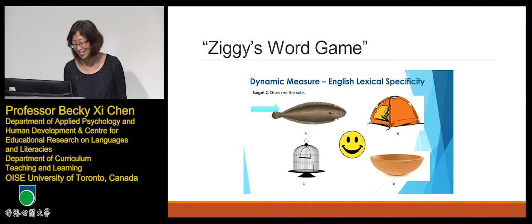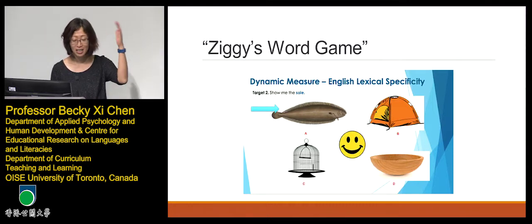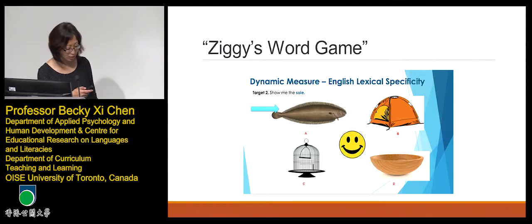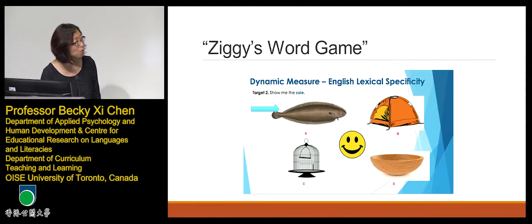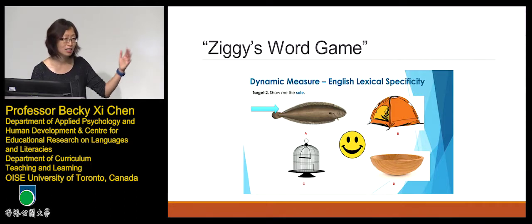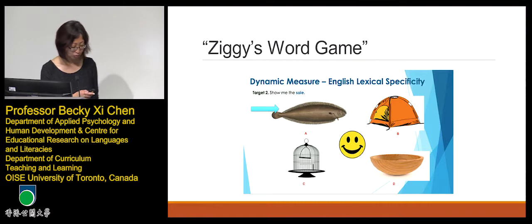And then in learning phase 2, again, they see these 4 pictures, and there are 2 fillers. That's a tent. That's like a bird cage. And this is the control bow. And they hear the computer voice, show me the sole. And they know, oh, sole is a kind of fish. That's how they learn the word sole. And they have to be able to tell sole and bow are different. They're not the same word.